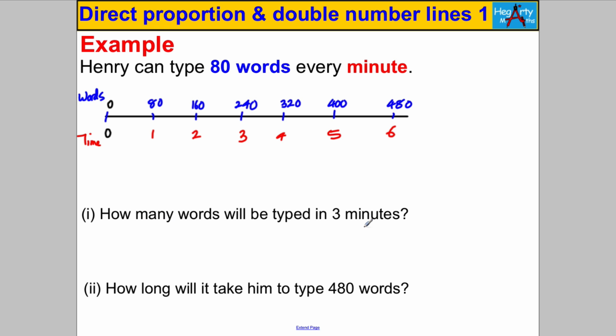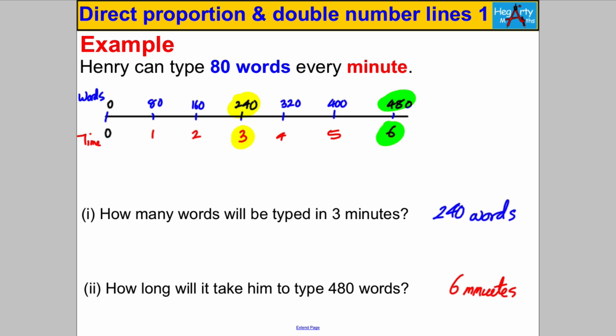Okay, how many words will be typed in 3 minutes? Well, 3 minutes, 240 words. Simple as that. How long will it take to type 480 words? Well, we just have to find 480 words, and that's taking 6 minutes. So our answer for this one is 6 minutes.